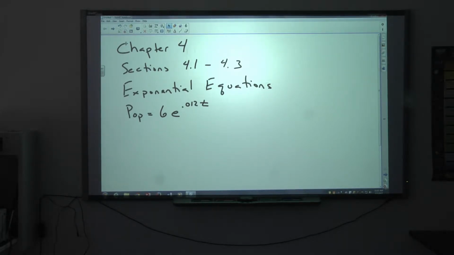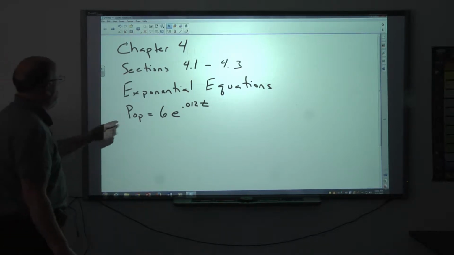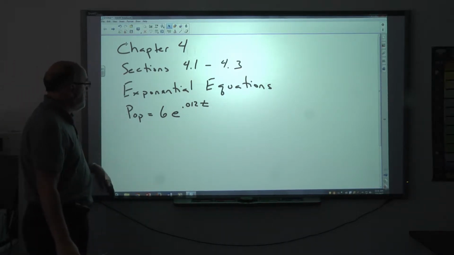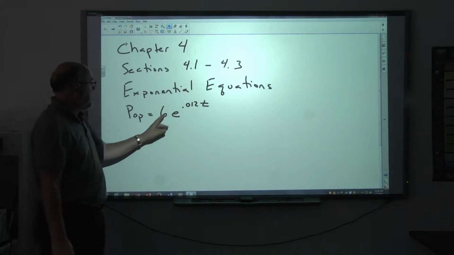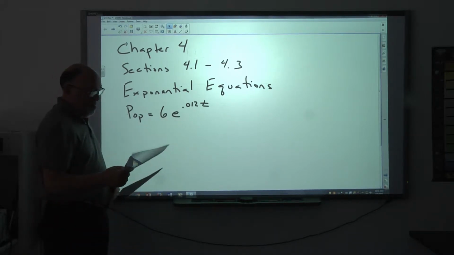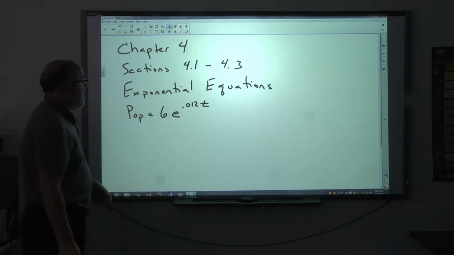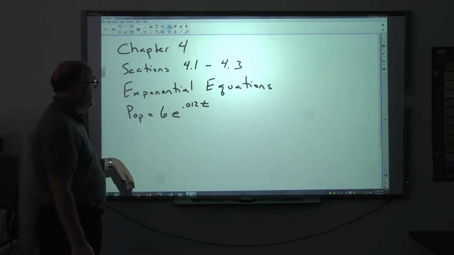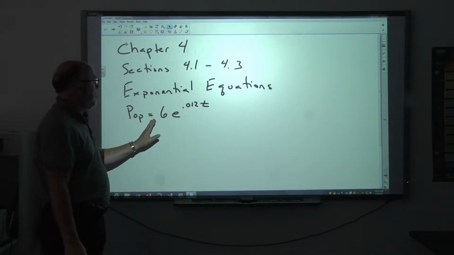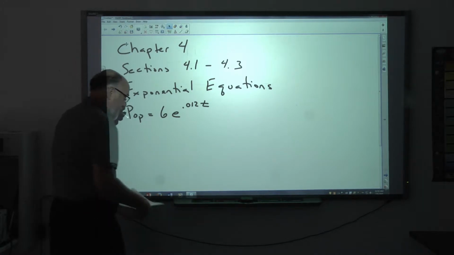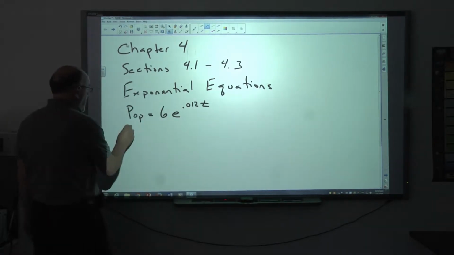So the next lecture covers stuff from the first few sections of chapter 4, in terms of exponential equations. Say we have this equation for world population, in billions of people, given by 6e to the 0.012t. You got that in maybe the year 2000 we had 6 billion people, and so t will be in terms of years from that year.